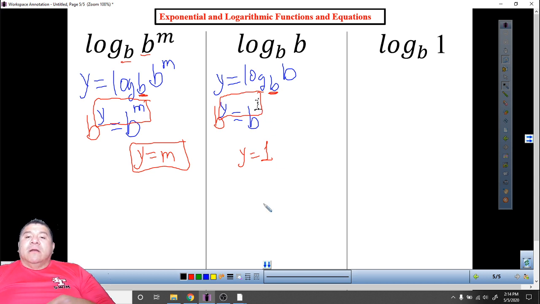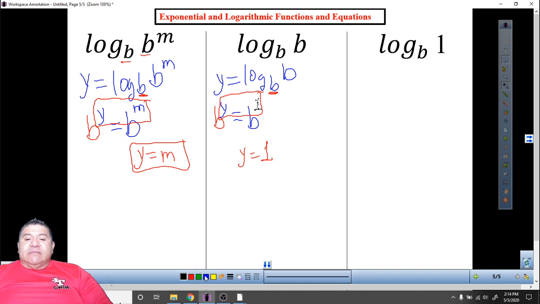There it is. All right, so what can we conclude, or what would be a definition? If a log has the same base as the given number, and the given number does not have an exponent, what is our solution? 1. That is correct.